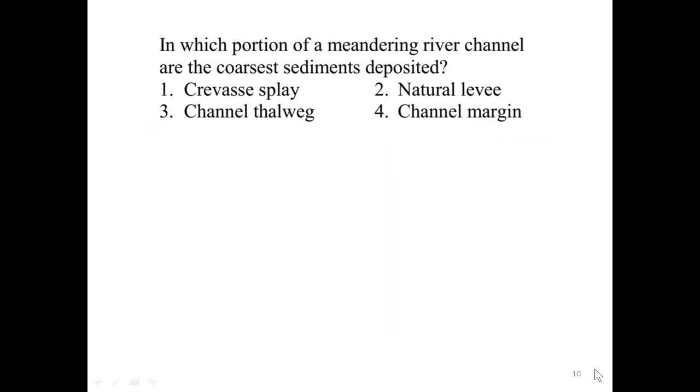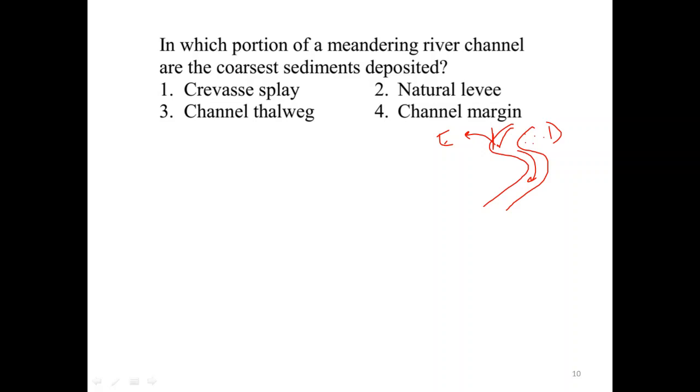In which portion of a meandering river channel are the coarsest sediments deposited? So when we look at a meandering river channel, we all know that if this is the path of the river, then the convex portion is the portion of erosion, and the concave portion is the portion of deposition. The options given here are crevasse splay, natural levee, channel Thalweg, channel margin.